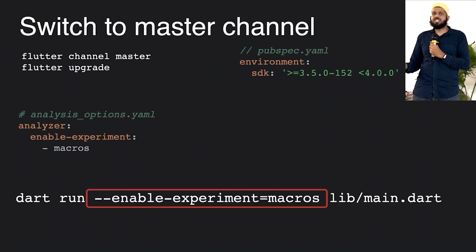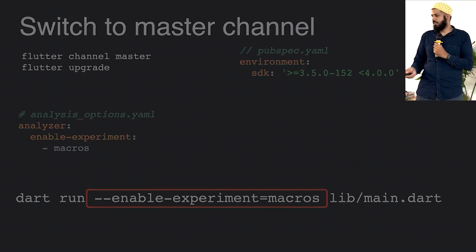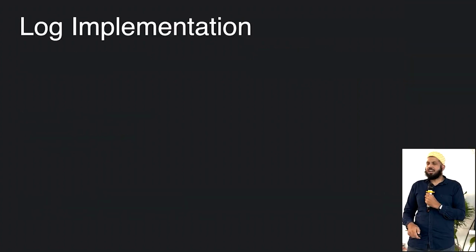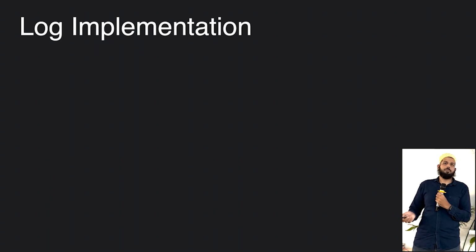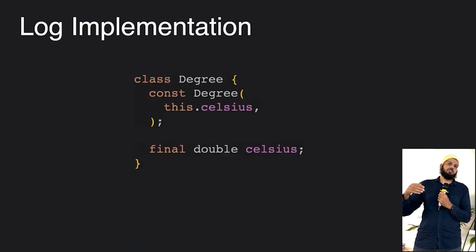This is really important, just to make sure that whenever it runs, it uses macros as an experimental feature and not as a main feature of that language. Now I'm going through an example which is basically a simple example called log implementation. What I want to do is, I have a class called degree where I have a field Celsius, and I want to print or log that value. So whatever field I add to that class, I should have a function which can print that value.